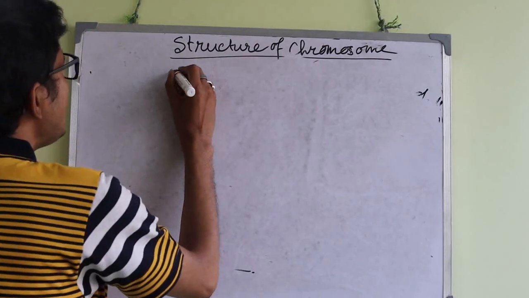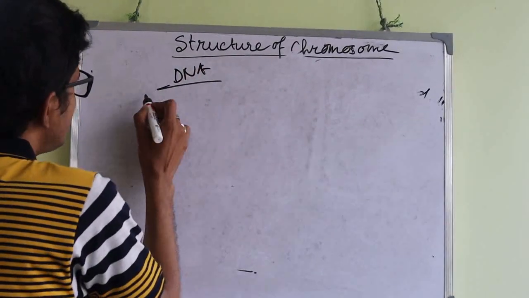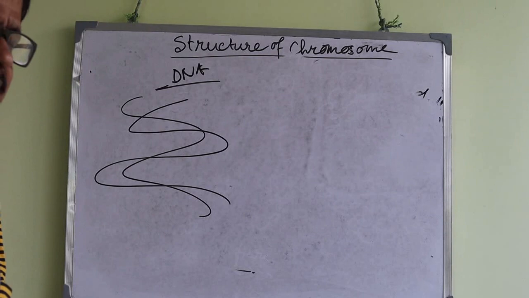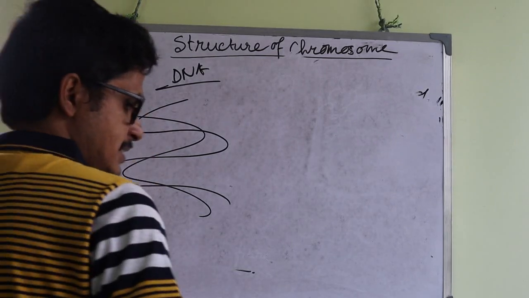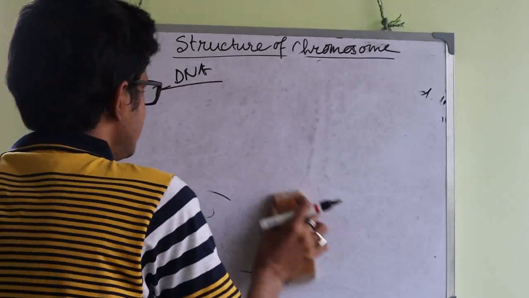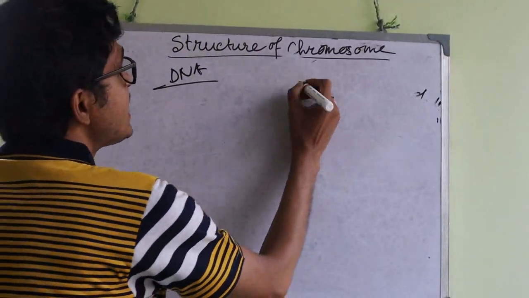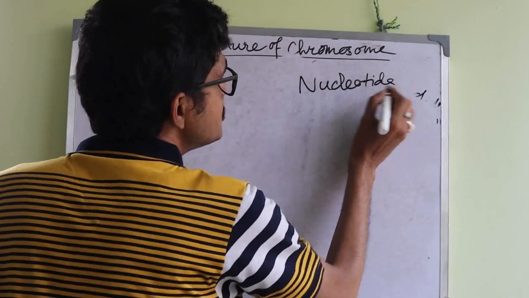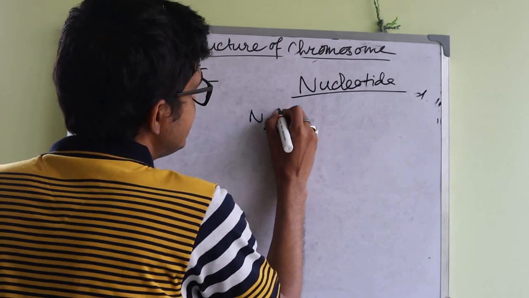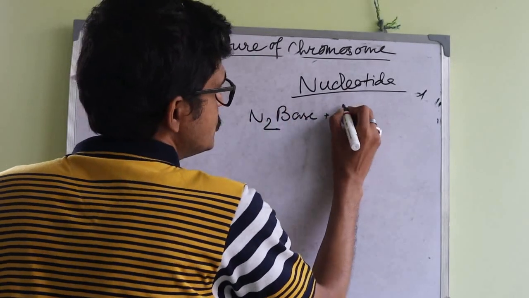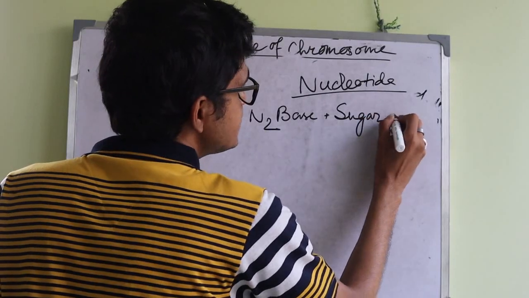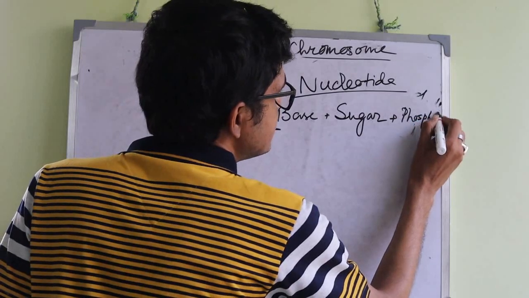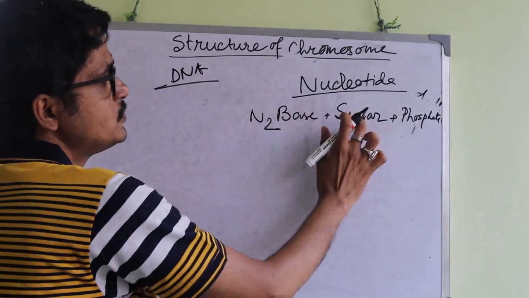Now how is the structure of DNA? The structure is like this. If I say DNA structure, what is there in the DNA structure? DNA structure is mainly formed from a nucleotide. What is a nucleotide? We have to know two terms. Nucleotide means nitrogen base plus sugar plus phosphate.